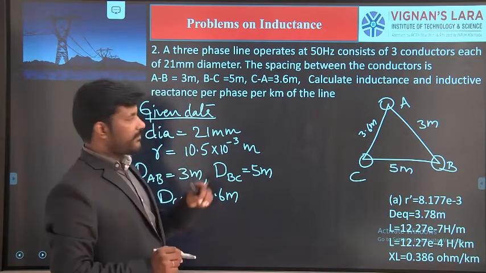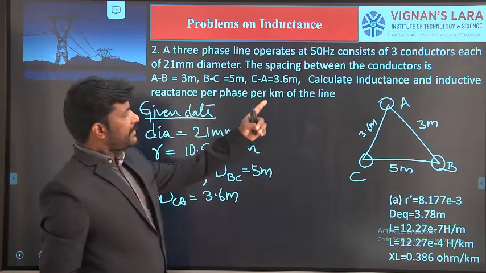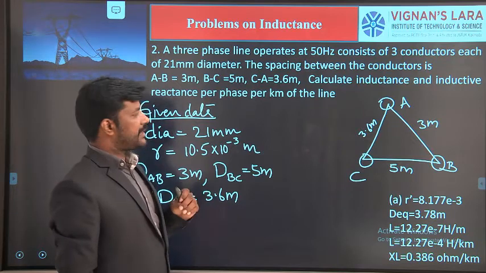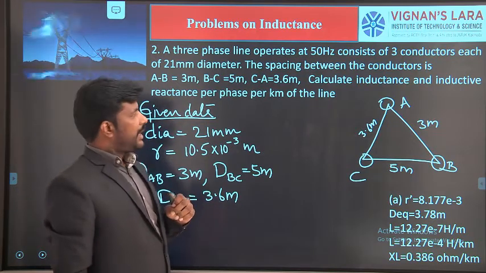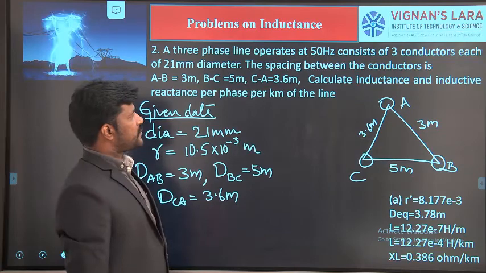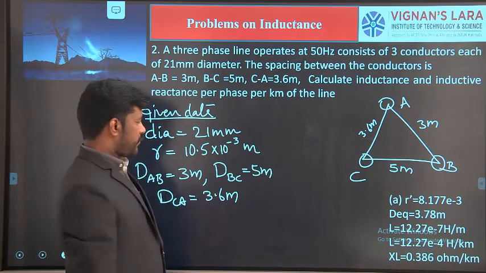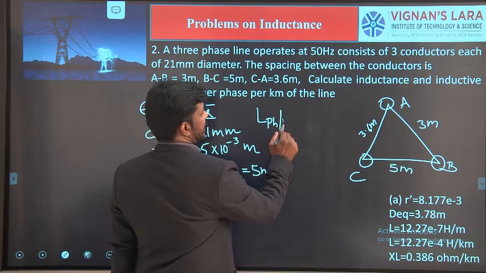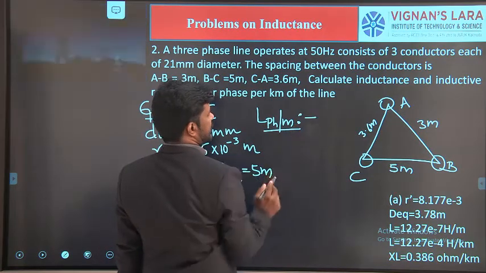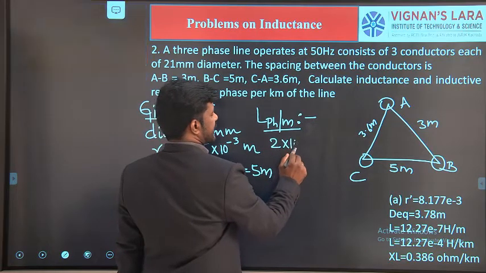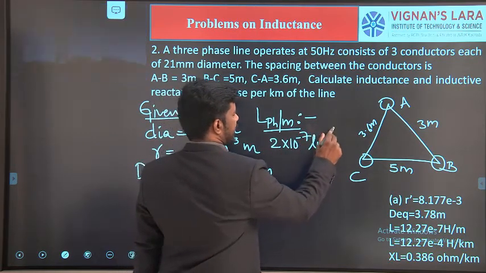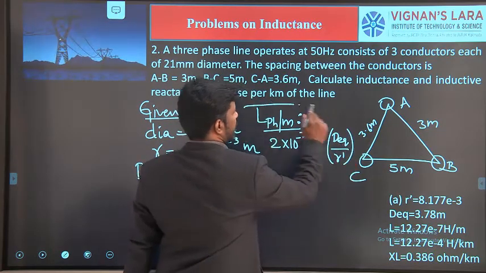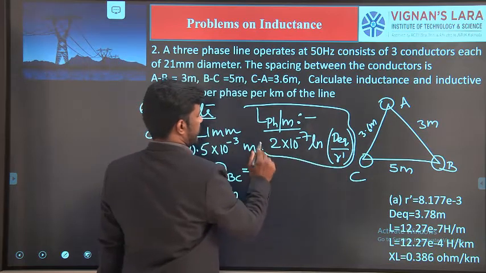Once getting these 3, what are they asking us? Calculate the inductance and inductive reactance per phase, per kilometer of the line. And we are assuming that it is a transposed line unless otherwise given. Therefore, for a transposed line, the inductance per phase, per meter length, we have a formula. What is the formula? 2 into 10 power minus 7 ln of D equivalent by R dash. This is the formula to be used in this problem.